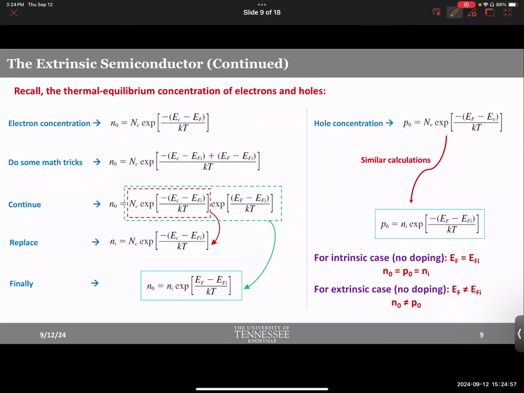And then you could consider this section, as you see marked here in red, this section is nothing but the intrinsic carrier concentration, because you have EFI inside. So this could be replaced as NI. And then you have an extra term for the extrinsic carrier case. For the extrinsic carrier, let me just get to the final equation here. The number of electrons will be the number of electrons in the intrinsic case times, I mean, it will depend on the difference between the Fermi levels. The actual Fermi level and the intrinsic Fermi level.